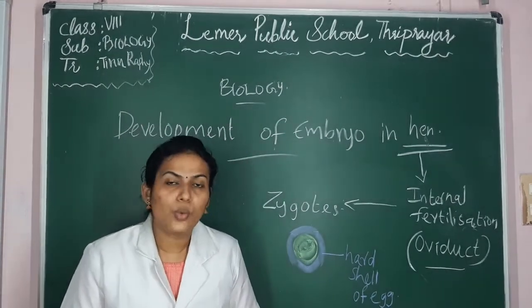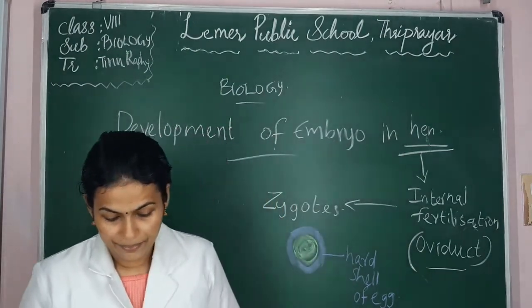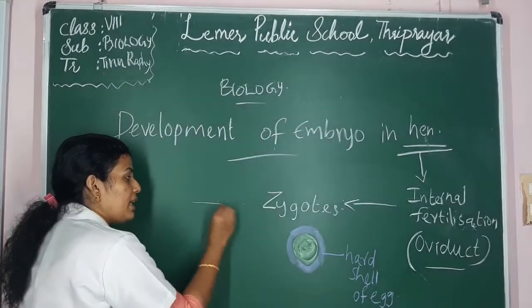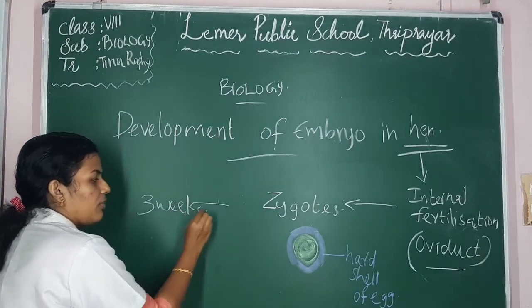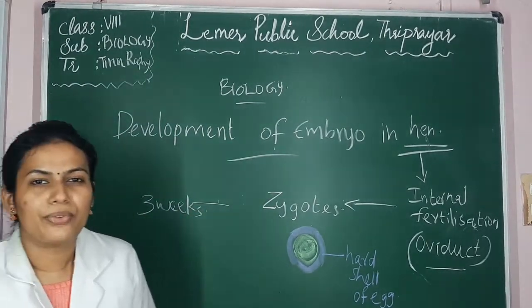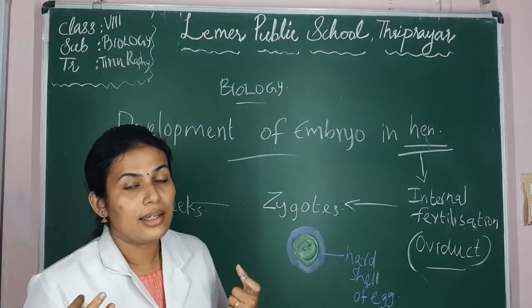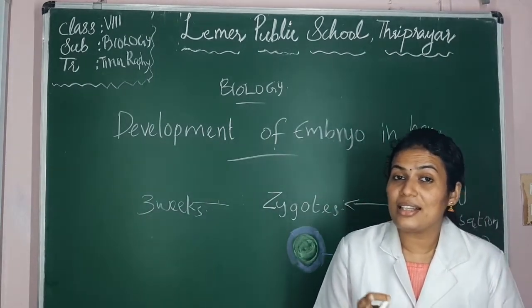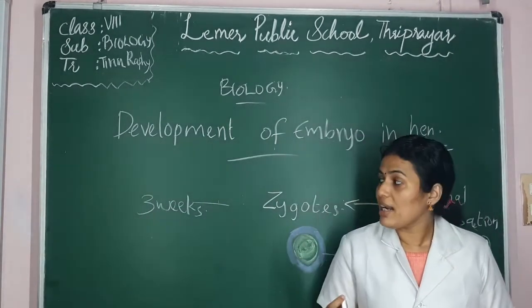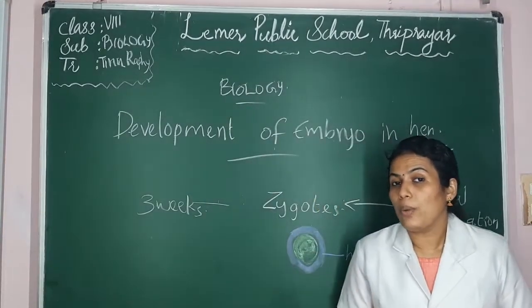After laying eggs, what happens? It takes almost 3 weeks for the development of the embryo. So the egg will take almost 3 weeks. You may have seen the hens hatching the chicks, isn't it? That is because the embryo development takes almost 3 weeks.